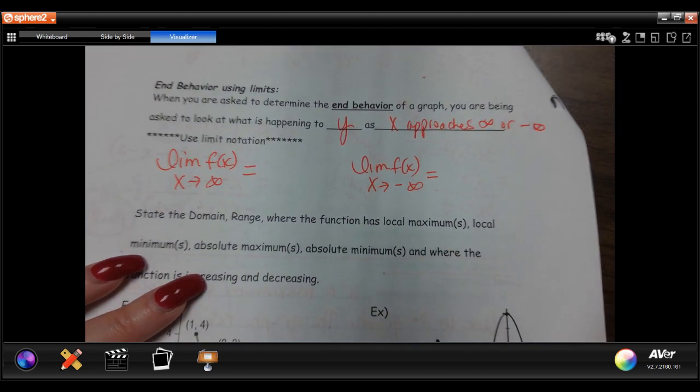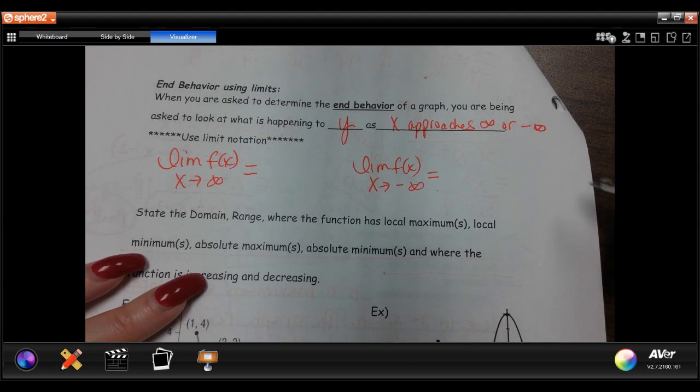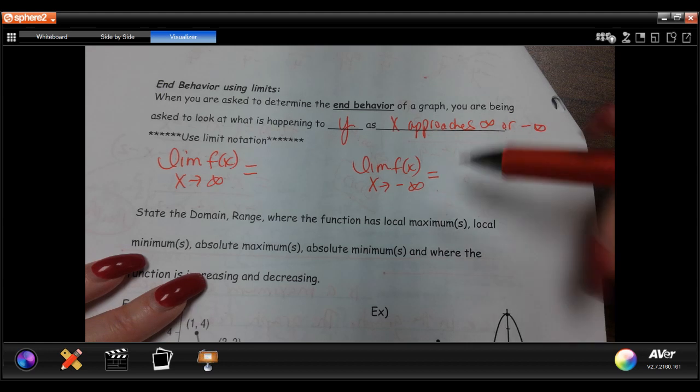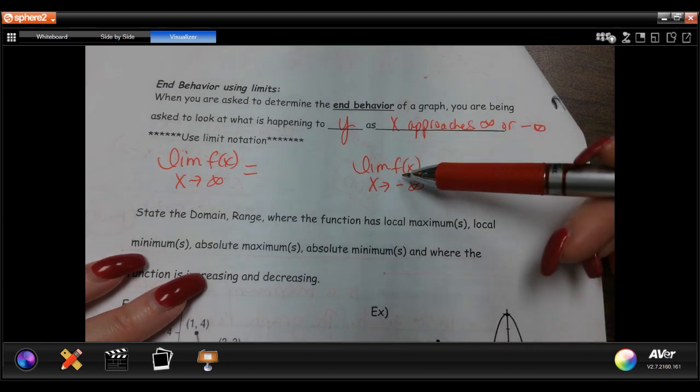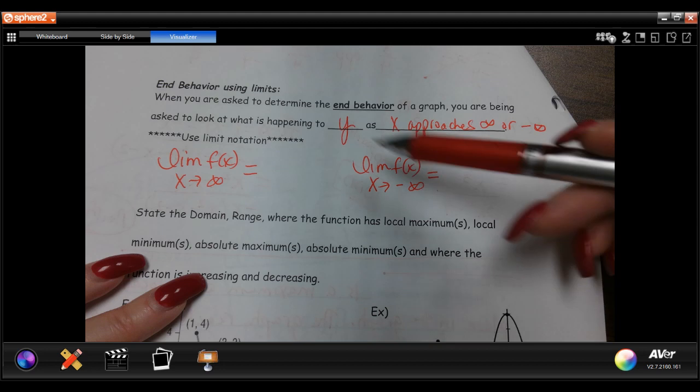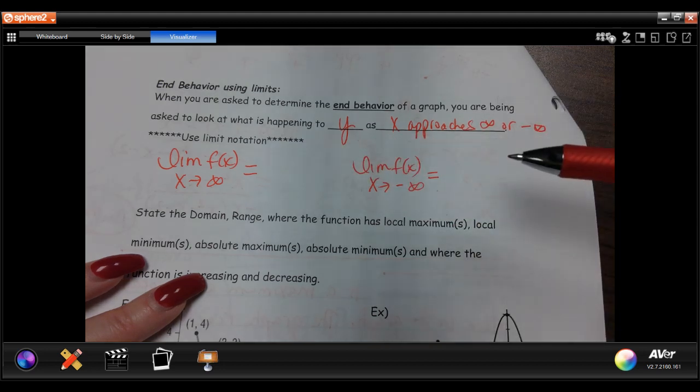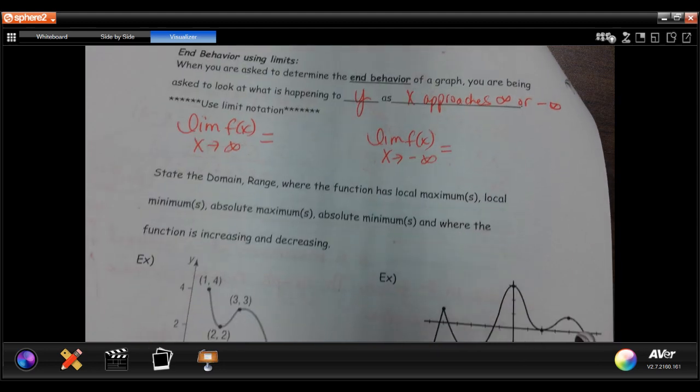Now, I know last year you might have just written some abbreviated version of that, like y approaches this as x approaches that. We're not going to do that. We're getting a little more advanced. We're going to use limit notation. So just make sure you're doing that.